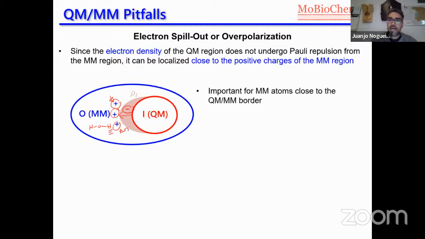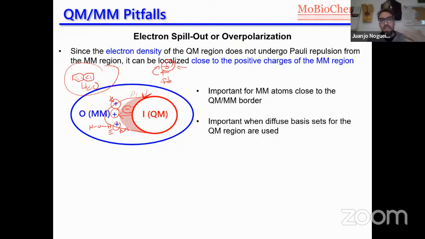And this is a bad thing, and this is important, especially when we have classical atoms very close to the QM/MM border, okay? And this is usually the case. For example, when you have a chromophore surrounded by water molecules, the water molecules are usually very close. So you can have this overpolarization very often, especially in electronically excited states, right? Because in excited states we are exciting electrons, for example, from here to here, and these electrons are not strongly bound to the molecule. So their electronic density can be distorted more easily, and these electrons can go artificially towards the positive charge of the classical region, okay?